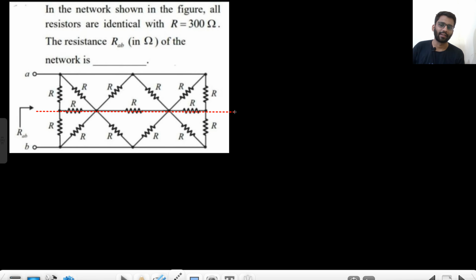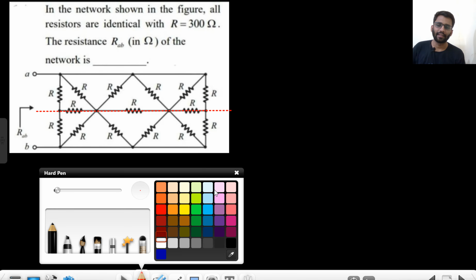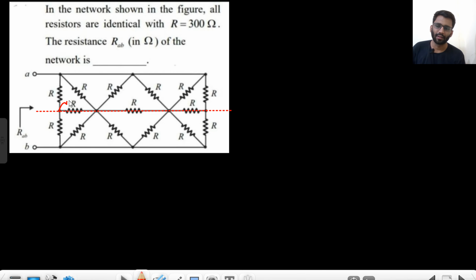This will be your axis of symmetry, right? You will make this R as 2R and 2R, right? This will be 2R and this will be 2R, this will be 2R, and this will be 2R. Now if this is the axis of symmetry, that means it will be a straight line, right? That means it is a straight wire with no resistance. So the effect of this 2R will be gone, right?